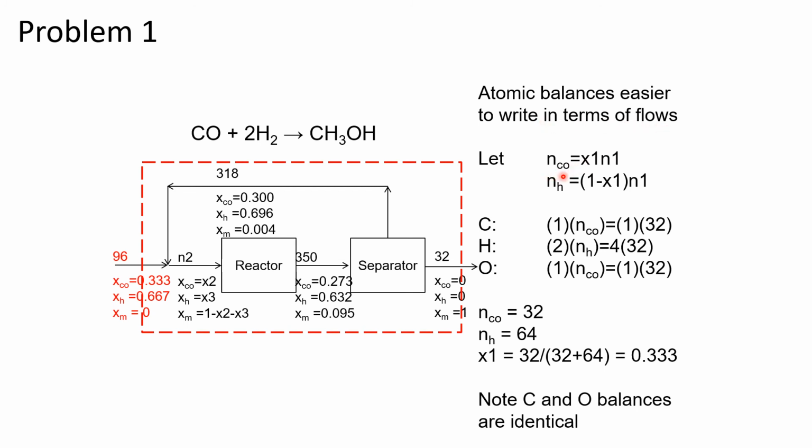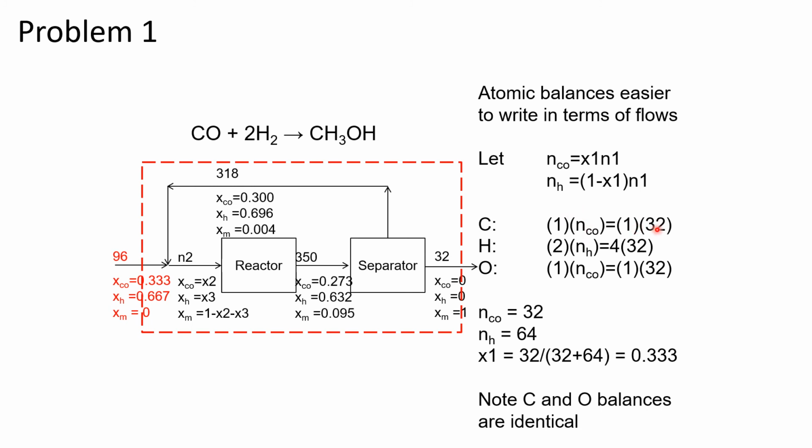So we're going to let the flow rate N sub CO represent the flow rate of carbon monoxide. That's going to be equal to X1 times N1. And we'll let the flow rate of hydrogen be represented by the variable N sub H, which is 1 minus X1 times N1. So if we look at our control volume here, we're going to say all the moles of carbon atoms that enter are going to be equal to the moles of carbon that exit. So we have CO that enters, so the moles of N CO, the molecule, enter, we multiply by 1 carbon per molecule to get the moles of carbon that enter.